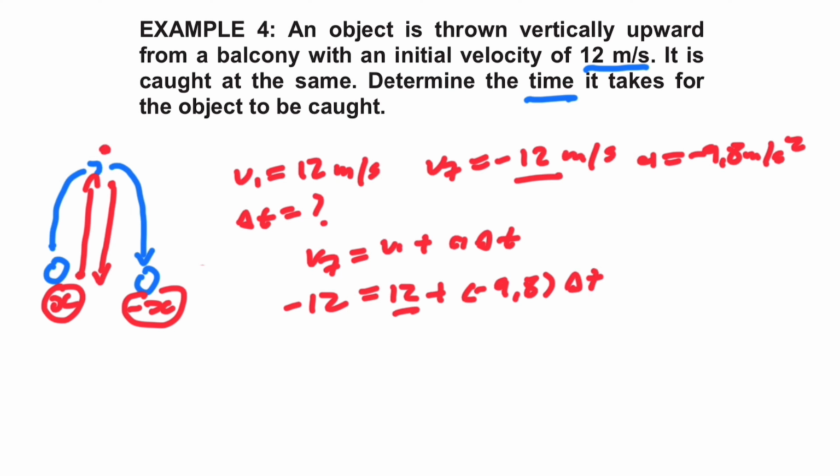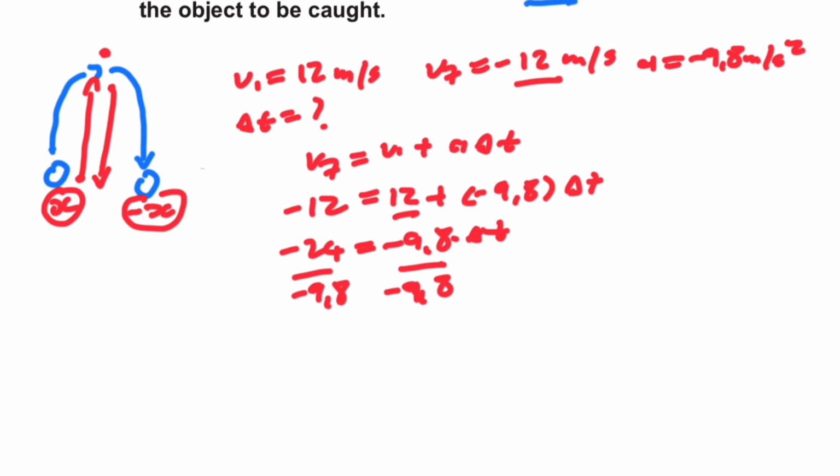We need to take 12 to the left-hand side. We're going to have minus 24 being equal to minus 9.8 multiplied by delta t. We're dividing both sides by minus 9.8 once more. And if you do that, you're going to get delta t being equal to 2.45 seconds. So as you can see, we end up with the same answer. So in this kind of situation, it's really up to you to decide which concept you want to use.